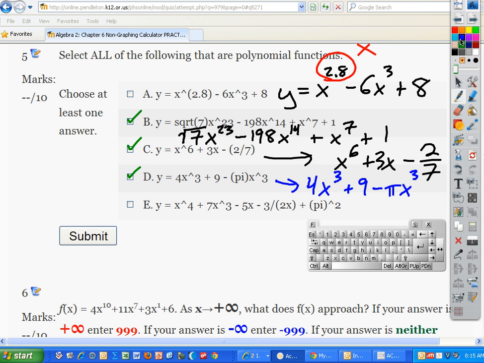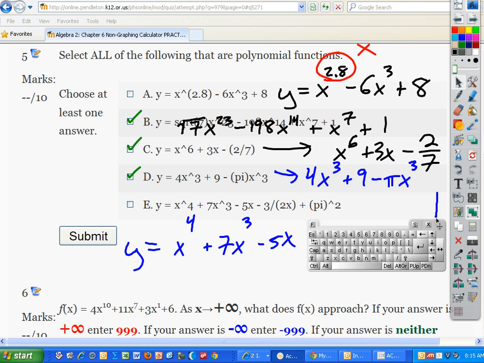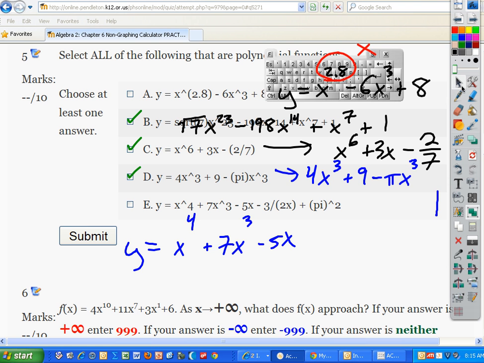Down here we've got y equals x to the 4th, so far so good, right? Plus 7x cubed, fine. Minus 5x, fine. Minus 3 over 2x. Is that okay? That's not okay, is it? Plus pi squared. What's wrong with this one?